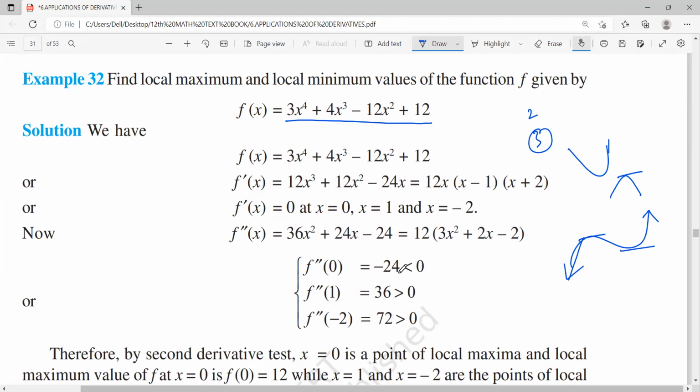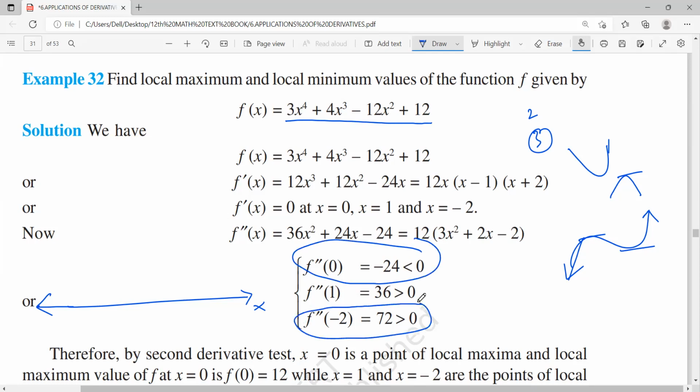I am drawing this graph approximately. First of all, at 0 you have a maximum. At minus 2 you have a minimum. So I'll write minus 2, and then minus 1, let's say here, then 0, and I write 1.